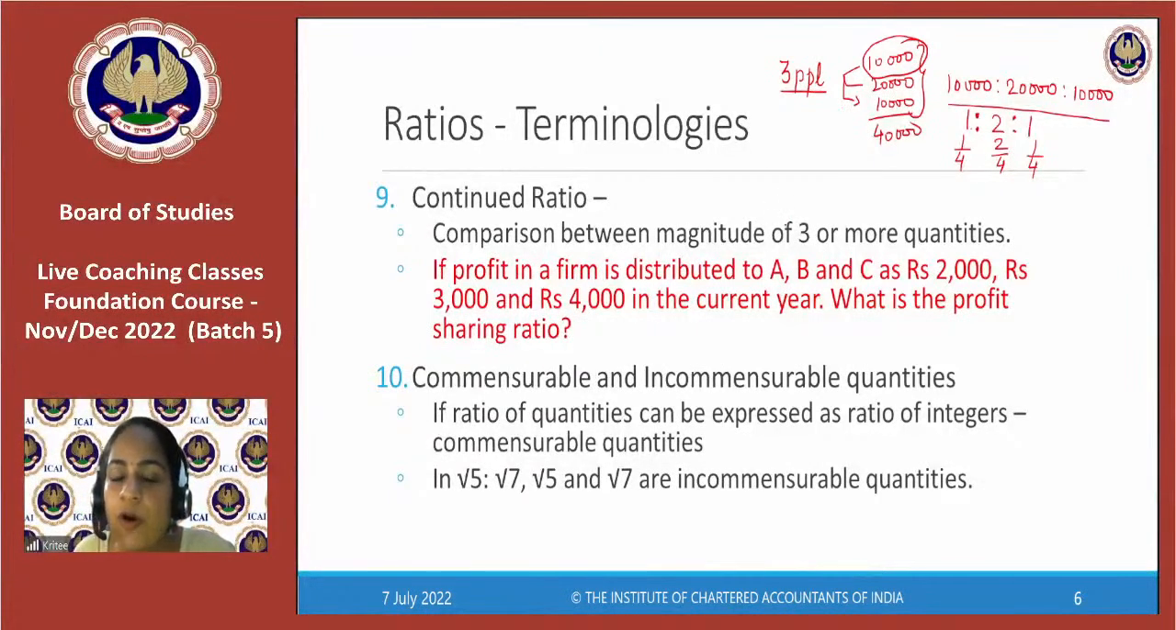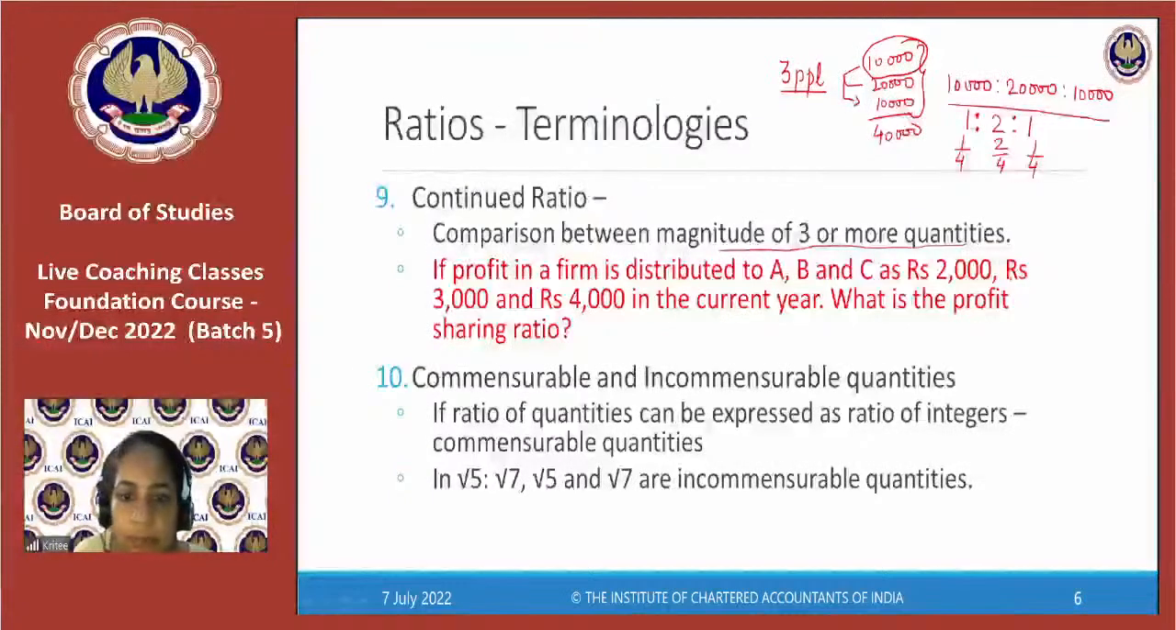When 3 or more quantities, it's not only 3 people, we can have 5 partners. 5 partners भी हम contribution कर सकते हैं, and then we will have the comparison of 5 numbers with each other. And when we derive the relationship of these 5 numbers with each other, we get the continued ratio. So comparison between the magnitude of 3 or more quantities is the continued ratio.